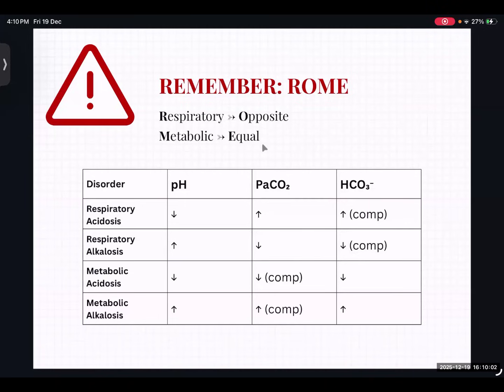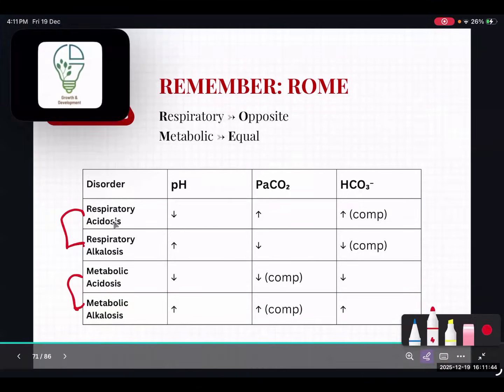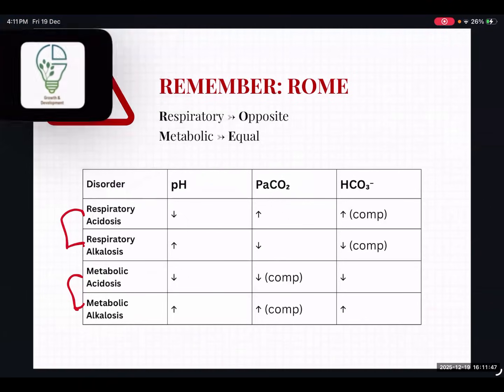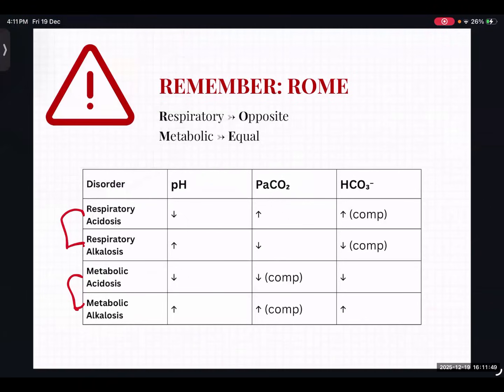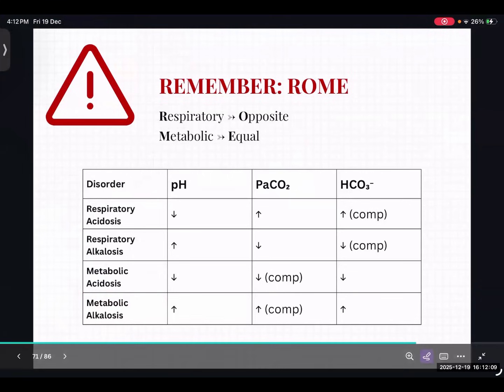One more note I would like you all to remember: if it's diarrhea or vomiting, then it's metabolic for sure. Anything that's vomiting or diarrhea is related to metabolic disturbances. If it's hyperventilation or shallow breathing, it's a cause of respiratory. You can connect the points: if it was vomiting, we're losing stomach acid, so we're having alkalosis because we have less acids.